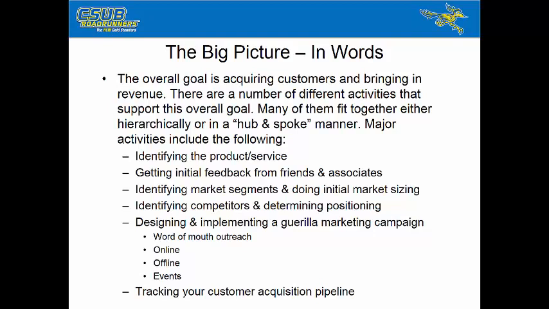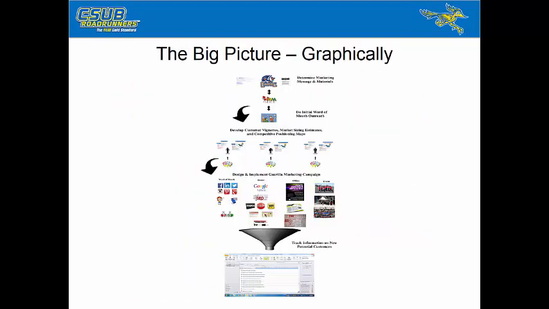Designing and implementing a guerrilla marketing campaign, which will consist of at least 4 different media segments: word of mouth outreach, online outreach, offline outreach, and events, what I like to call events outreach. We'll talk about all that stuff on Thursday. And then tracking your customer acquisition pipeline, we'll also talk about on Thursday as well. So that was the big picture in words.